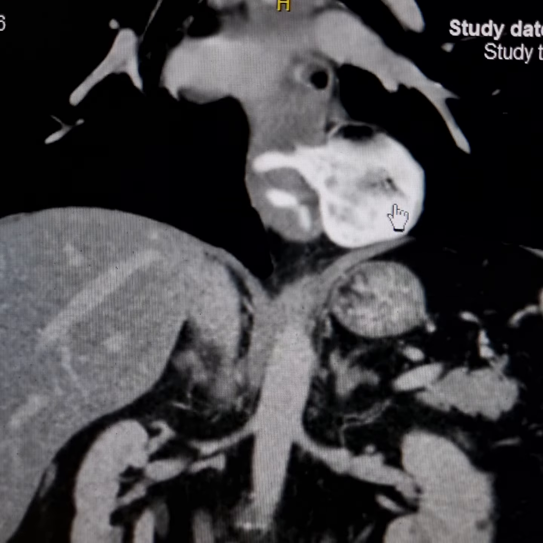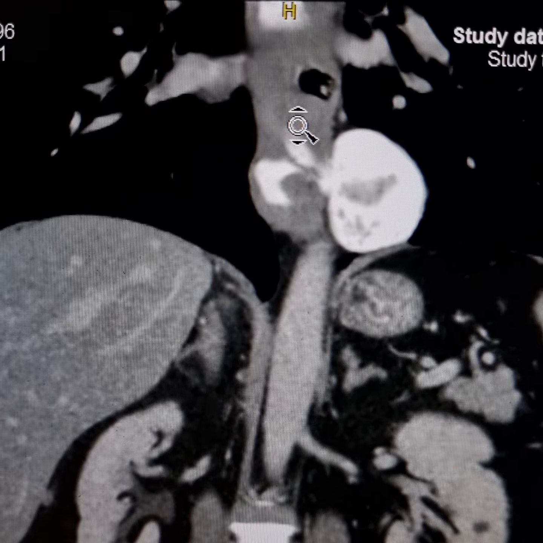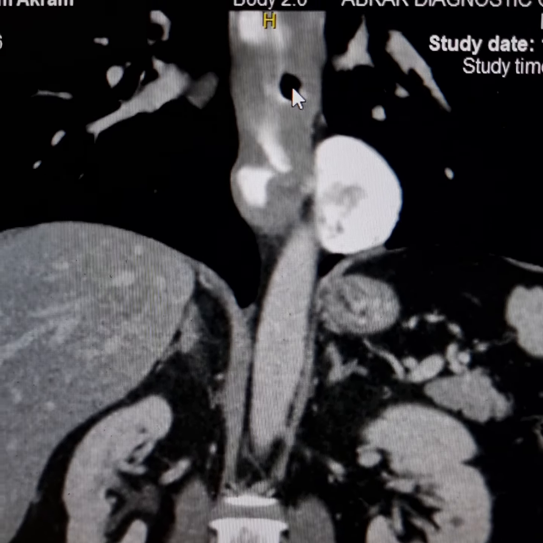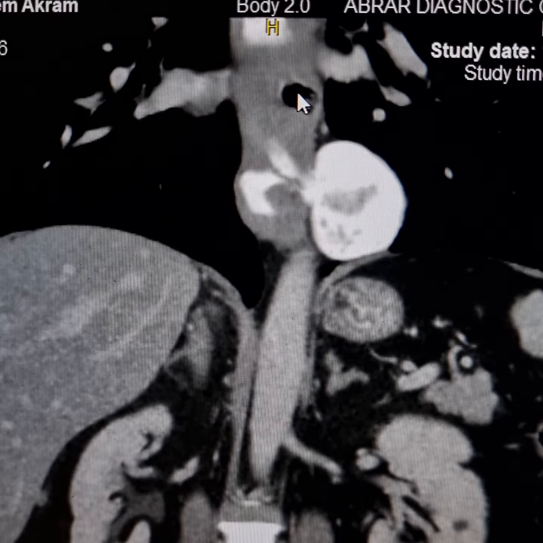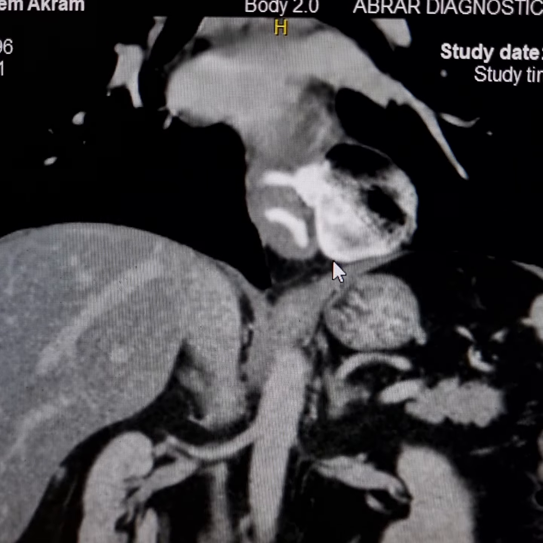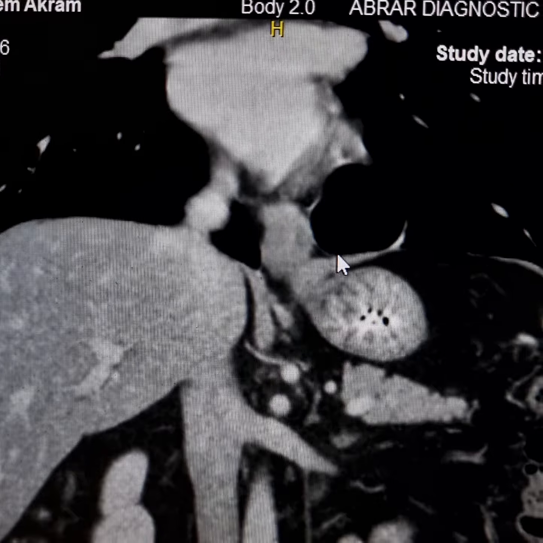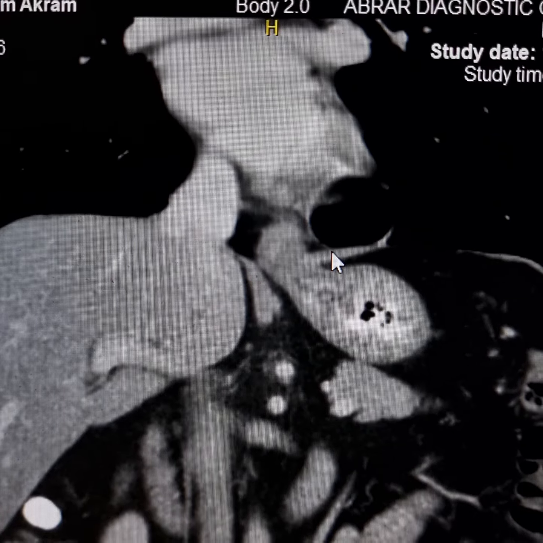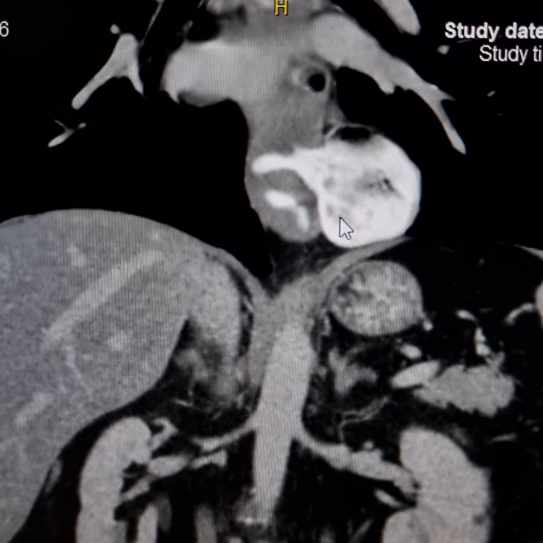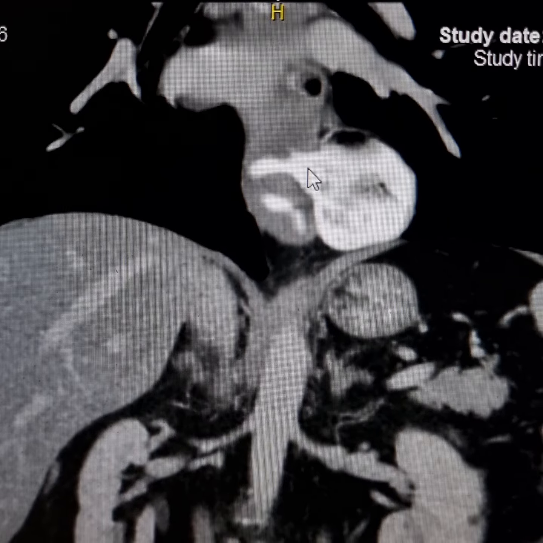This is the coronal scan. Please see the thickening of the wall of the lower end of the esophagus above the diverticulum as well as below the diverticulum, almost up to the gastroesophageal junction. This is the diverticulum here. This is its neck.